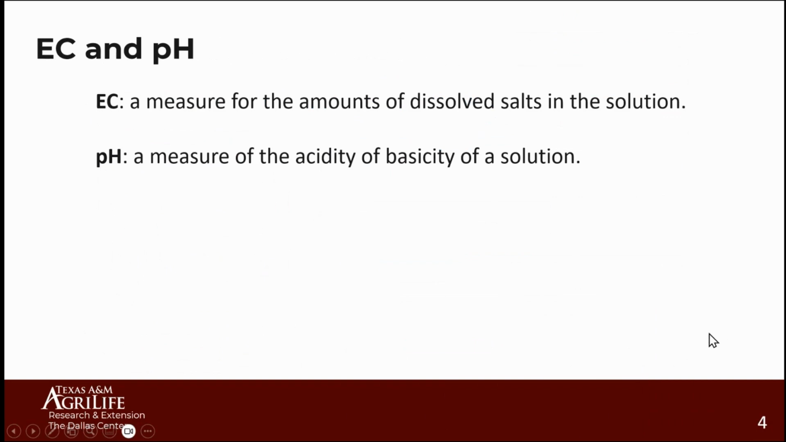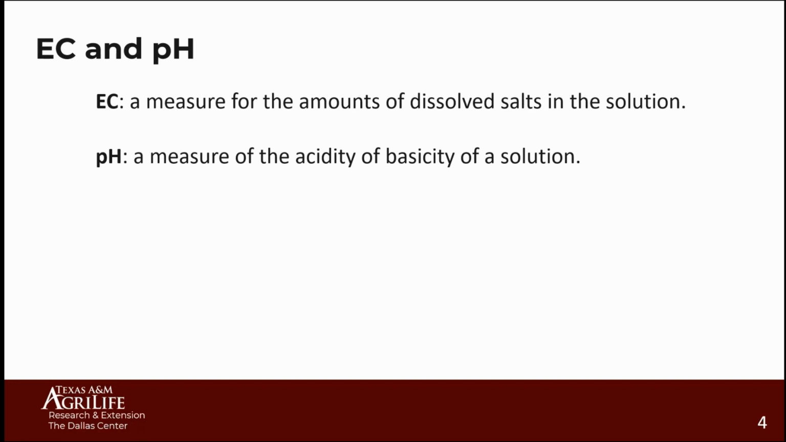Another important part, as mentioned by Dr. Masabni, is EC and pH in the nutrient solution. EC stands for electrical conductivity. It's a measure of the amount of dissolved salts in the solution. If you have a very high EC, it means we have too much salt in the solution, which will be harmful to our plant growth.